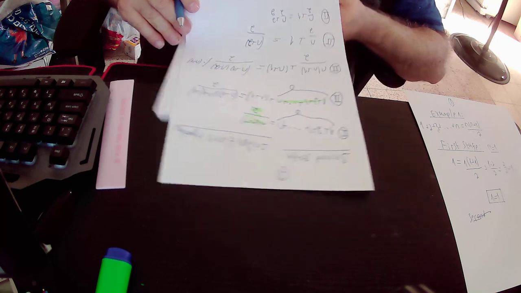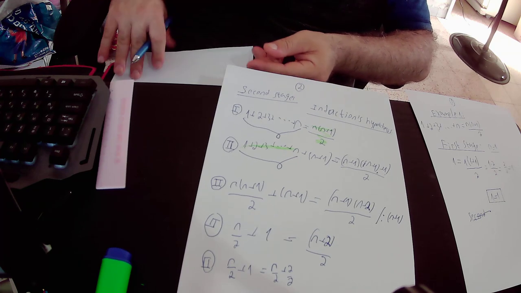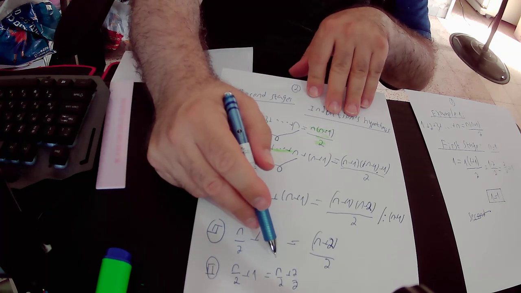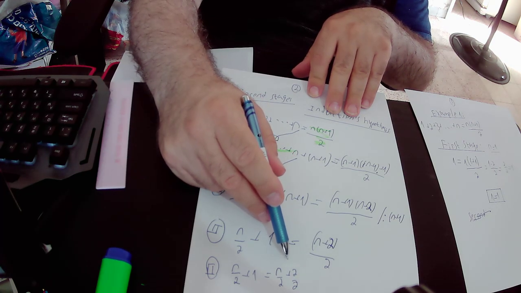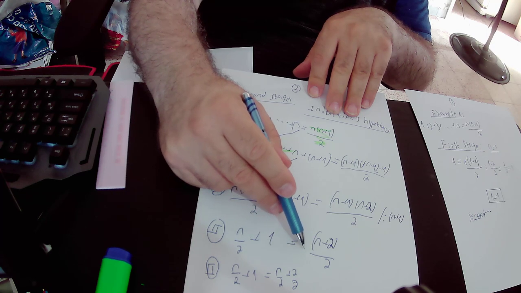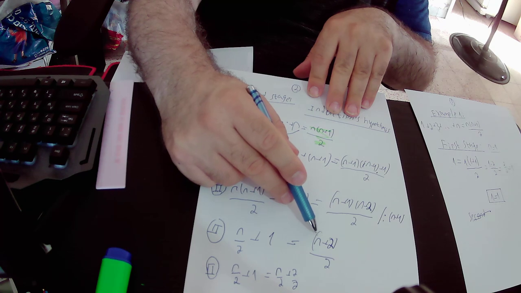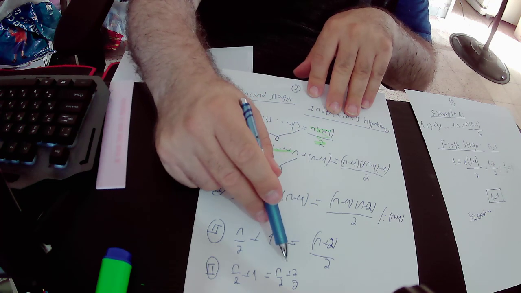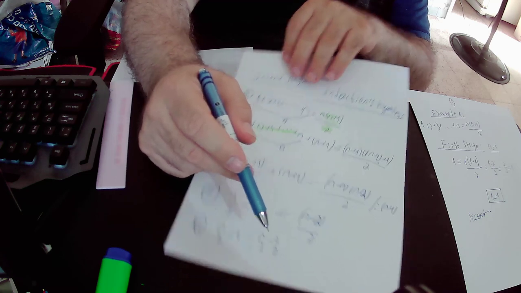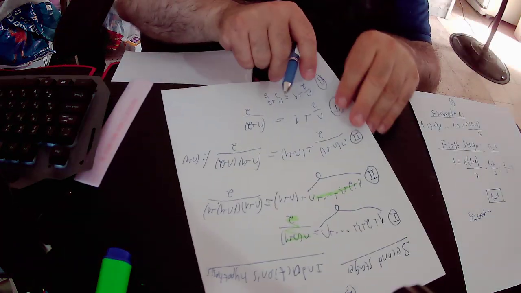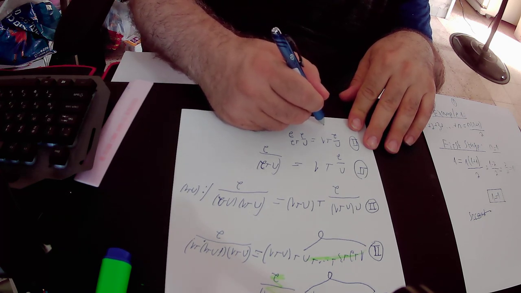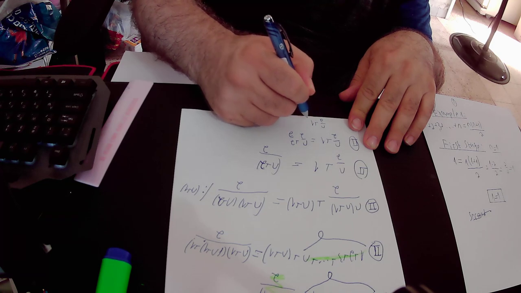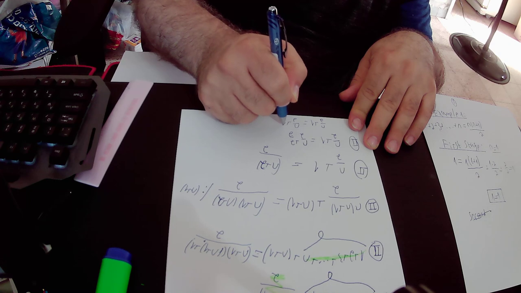Okay, so we got that n divided by 2 plus 1 equals n divided by 2 plus 2 divided by 2. After we divide, plus 2 divided by 2 into 2 parts, and 2 divided by 2 equals 1, so we will write it down. So actually we will get that n divided by 2 plus 1 equals n divided by 2 plus 1.